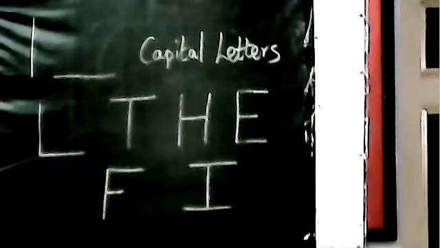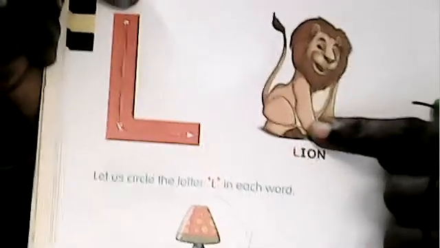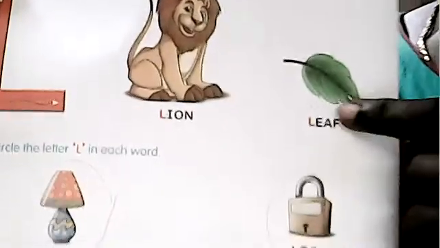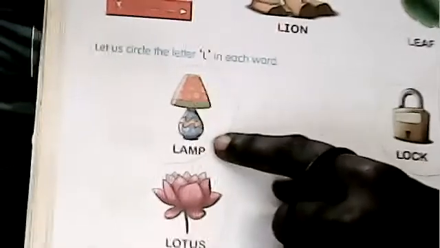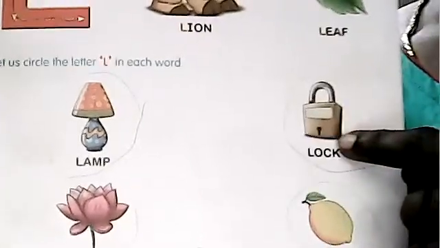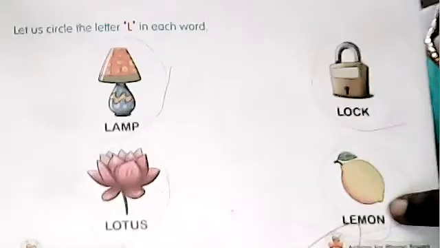Now we are going to revise the words. So now see here in your alphabet book, L. Now you have to look at the picture and tell me. L for lion, L for leaf, L for lamp, L for lock, L for lotus. This is our national flower. Last one is L for lemon. First you are seeing the pictures and telling me what is this.